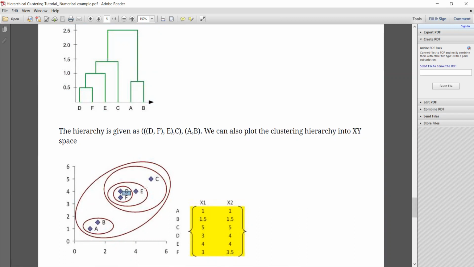Then we merge DF with E. Then we merge this DFE with C. And at last we merge this portion and this portion together, right? So this is the clustering hierarchy represented in the XY plane. I hope, students, you are clear with this concept of the agglomerative clustering technique, which is a bottom-up approach, right? With example. Thank you.